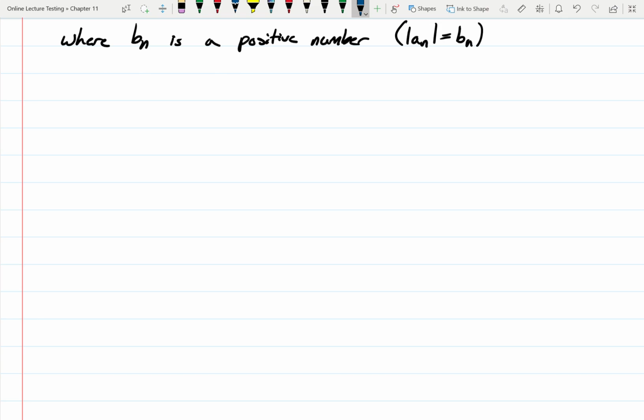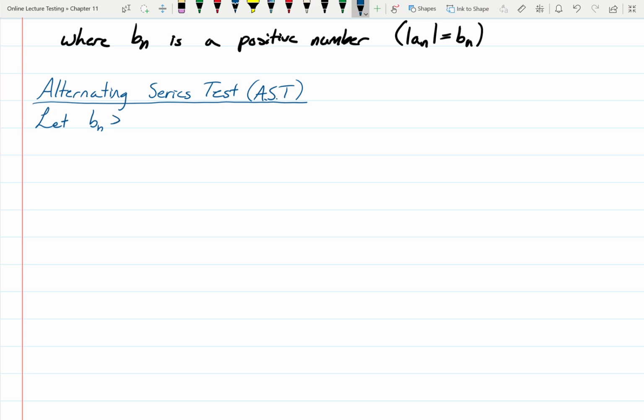All right, so this leads us into, well, how do we figure out if these guys converge or diverge? This leads us into the alternating series test, or for short, just like what we've done before, the AST. So for the alternating series test, we're going to let b sub n, the thing that we just talked about, be greater than 0. What we're doing here is saying it's going to be positive.